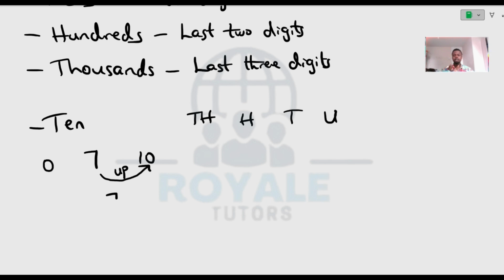So 7 is rounded up. This sign is used for rounding, not equal to, but this sign is used for rounding. 7 is rounded to 10 because we are rounding it to the nearest tens.